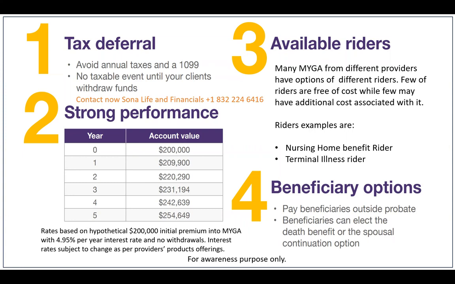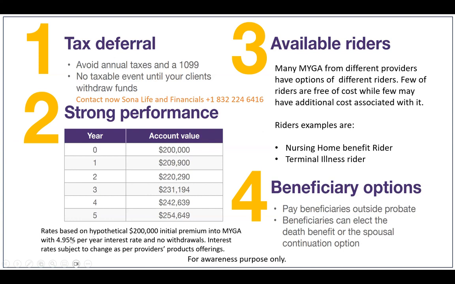It varies with different products, different financial institutions. But here, if you see, this example is starting with a 200k initial premium to a MYGA with a 4.95% per year interest rate, which is usually what I have seen nowadays in 2023, many financial institutions providing around 5 or 5.5 percent interest rate. It may vary depending on when you are investing and with which providers you are investing. So interest rates are subject to change as per the provider's product offering.